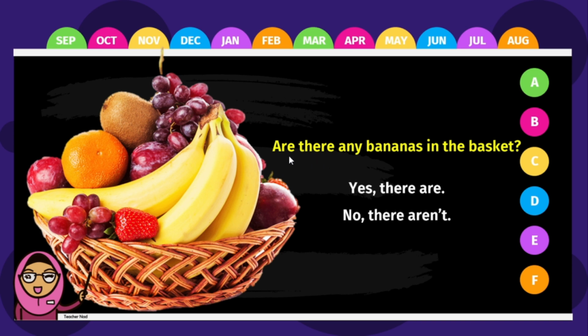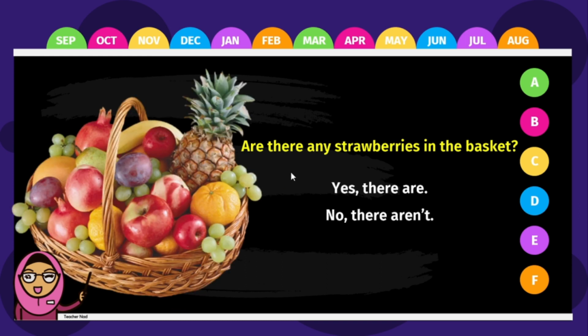Okay, the next example. Are there any bananas in the basket? Ada pisang ke di dalam bakul itu? Of course. Okay, sebab ada pisang, so the answer is yes, there are. Okay, bananas is countable, plural. Okay, so kita kena guna are. Jawapan are dekat sini, so kena are dekat sini. Okay, sebab banana memang ada dalam bakul ni, so yes. Maksudnya yeah, there are, ada.